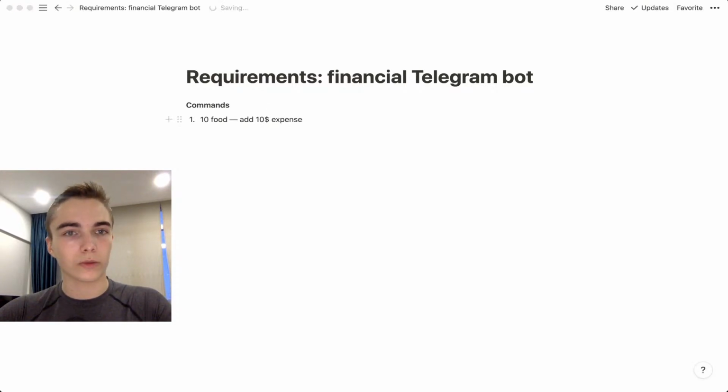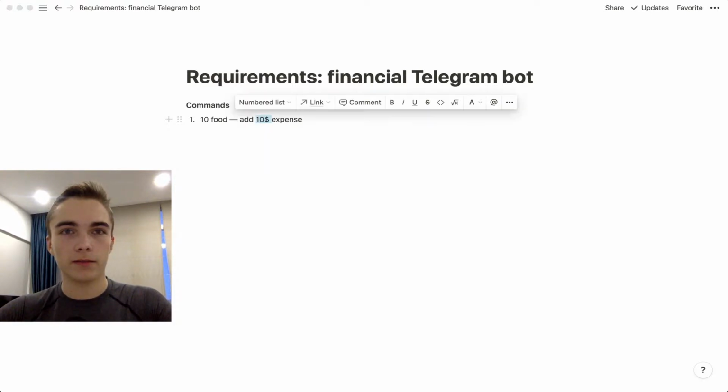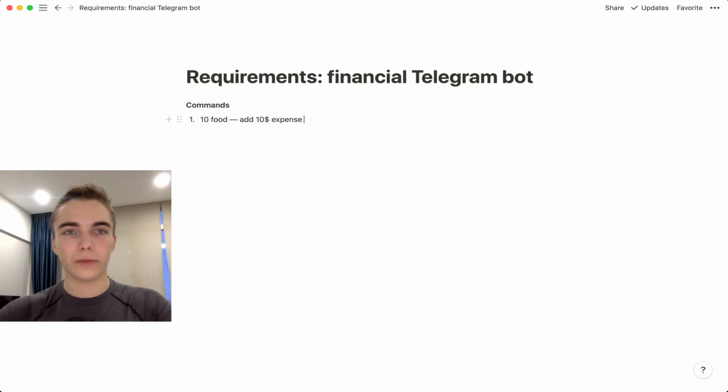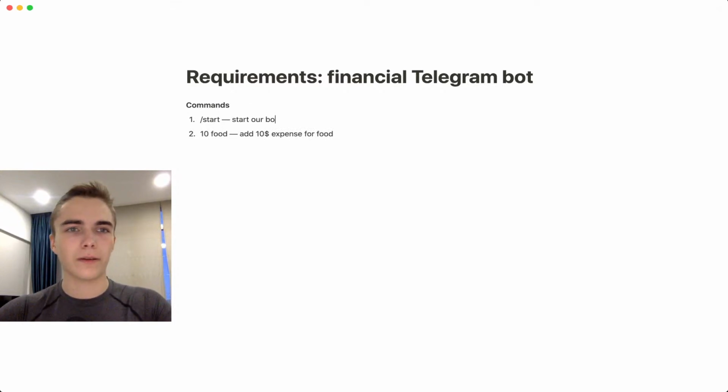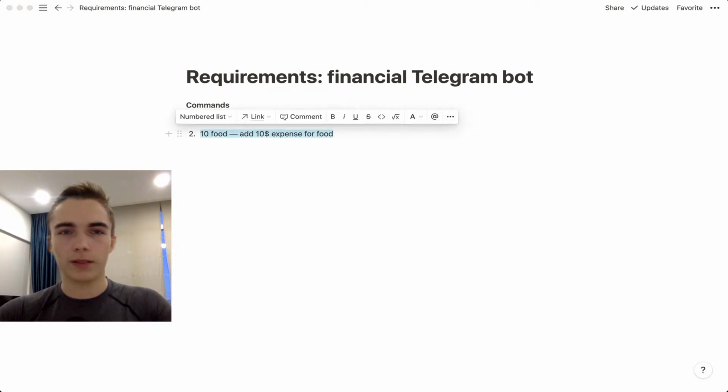Maybe it's not going to be American dollars. It can be your own currency, and you can do with it whatever you want. Probably if you're from, I don't know, Canada, you can have your currency in Canadian dollars, but we're going to have American dollars here, and the command serves to add a $10 expense for food. And also I think we're going to have the start command to launch our bot, and this one is important. It's not a command. I think it's a command as well. Okay, let's not overthink this thing.